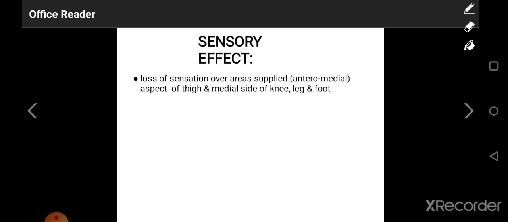Now, what are the sensory effects? There is loss of sensation over the skin on the anteromedial aspect of the thigh and the medial side of the knee, leg and foot. There is loss of sensation in these areas also.